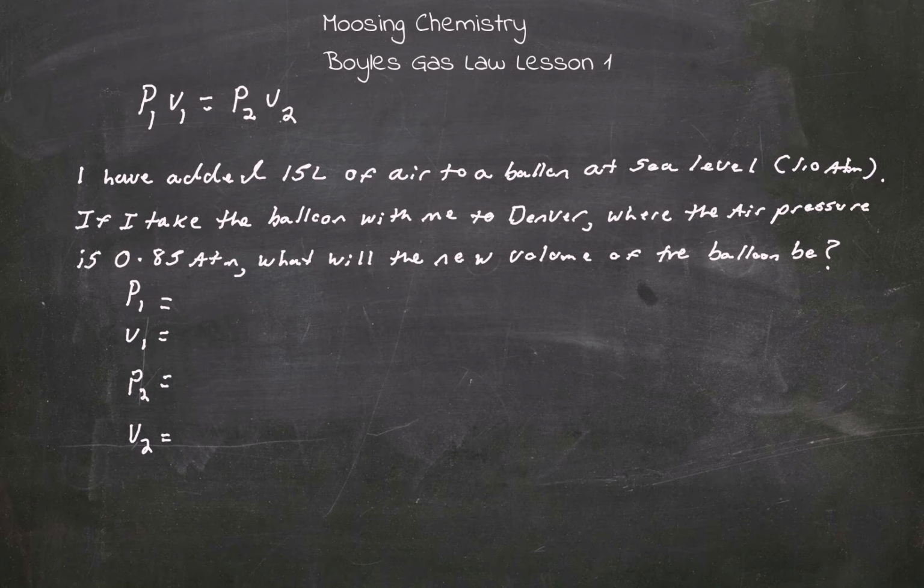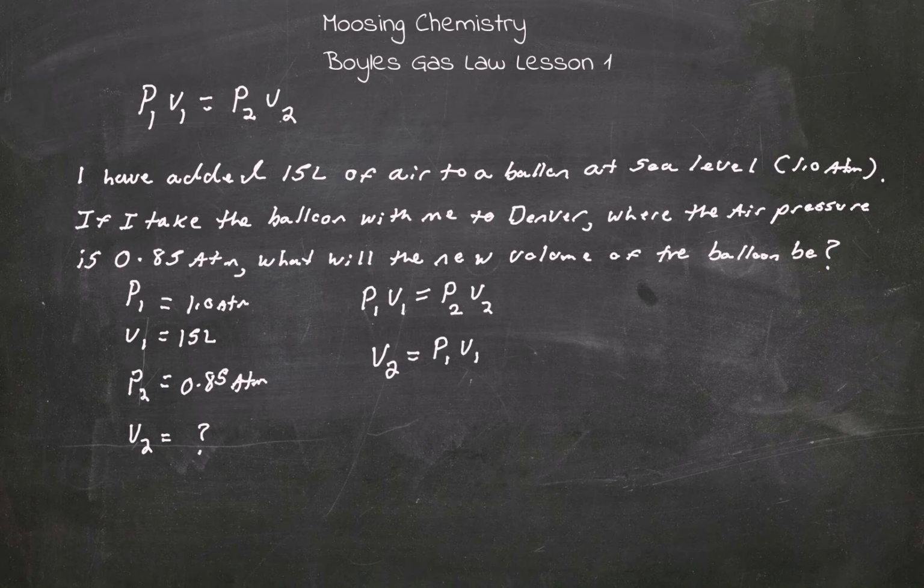So if I've added 15 liters at sea level, that's my first volume, and 1 ATM is my first pressure. My second pressure is going to be 0.85 ATM. Now in this case we're looking for our second volume. So we go P1 V1 equals P2 V2. Now we're going to want to isolate for V2. So V2 equals P1 V1 over P2.